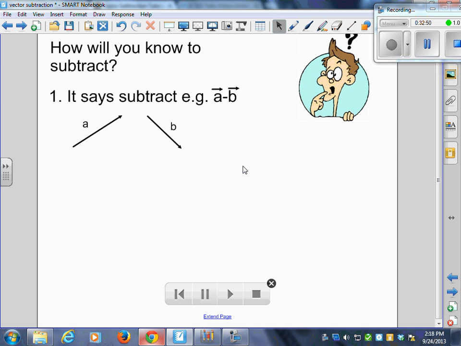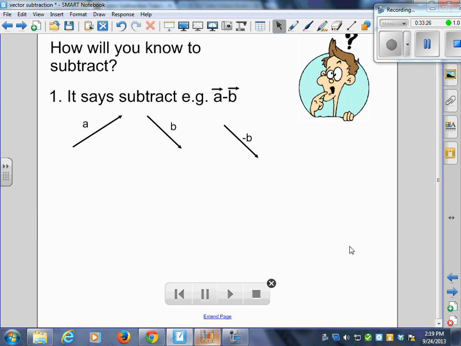How will you know how to subtract? Year after year after year, I get kids saying to me, the hardest part, Mr. Bennett, is I never know when to subtract. But I'm adding this to the lesson. How will you know to subtract? When it says minus is clue number 1. If it says subtract A minus B, well, then you take A, you make a copy of B, and you flip it around, labeled minus B.